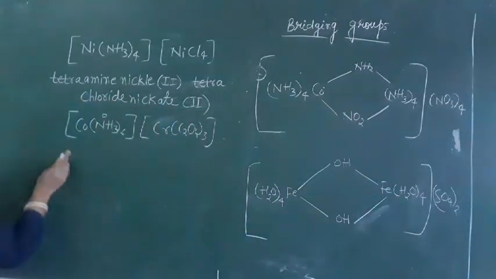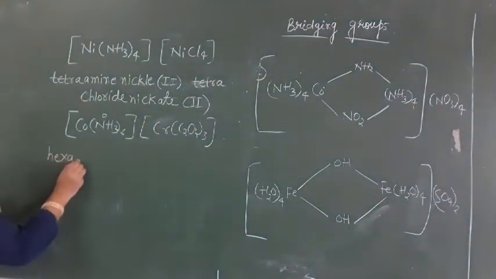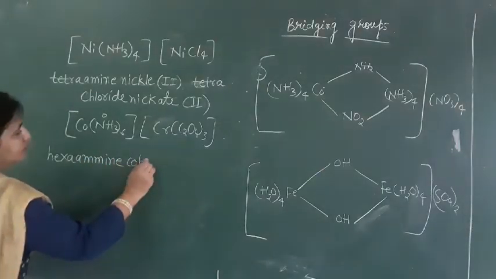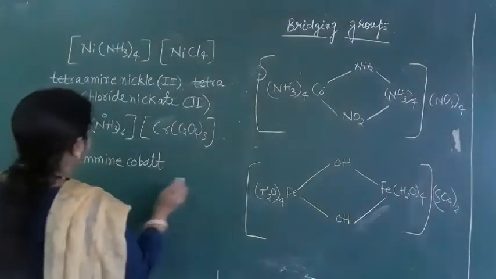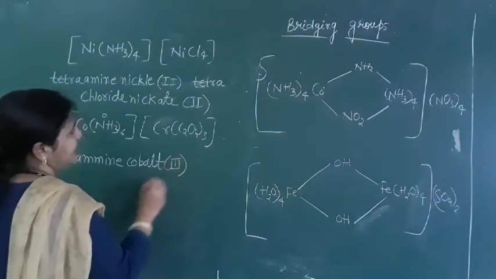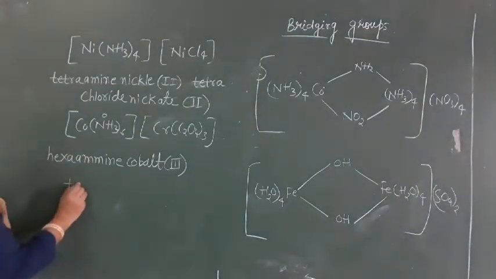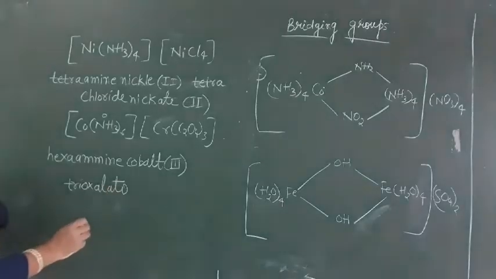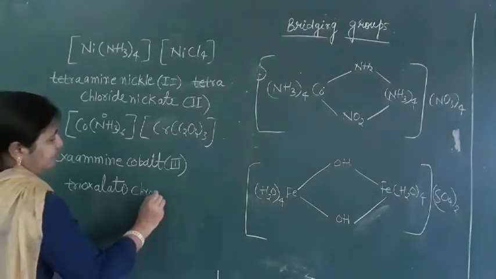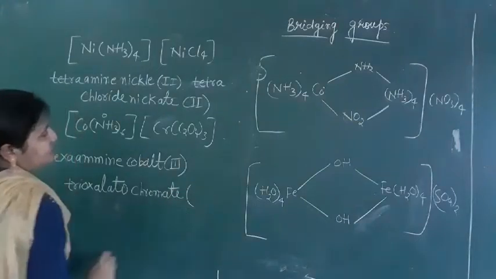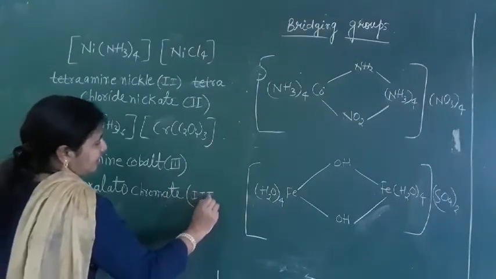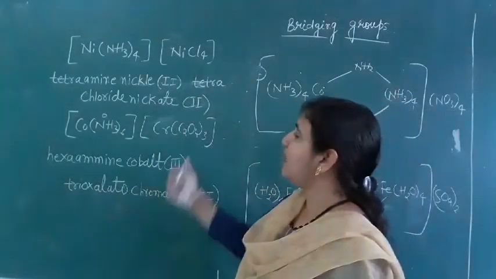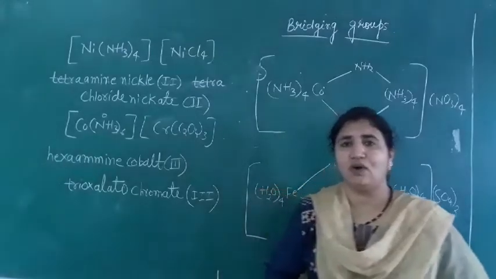So write down the name here. What is this name here? Hexaamine cobalt, hexaamine cobalt 3. Okay, and next will come what here? Next is trioxalato chromate. What will come here? Chromate, and the oxidation state is 3 only here. So write down 3 as the oxidation state. This is the name for this compound having both cation and anion complexes.